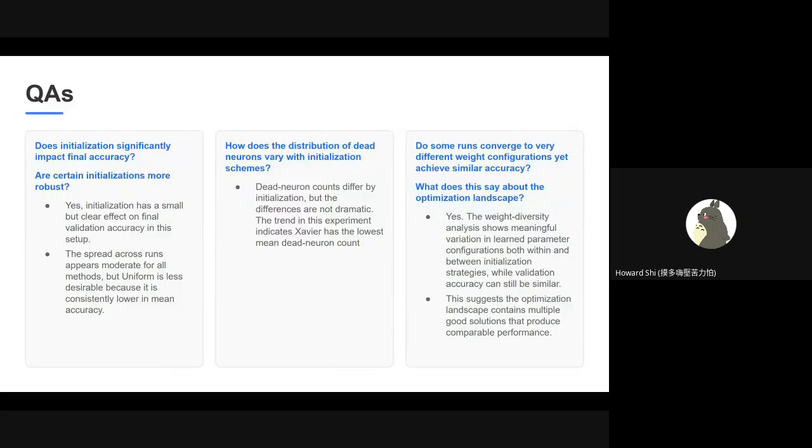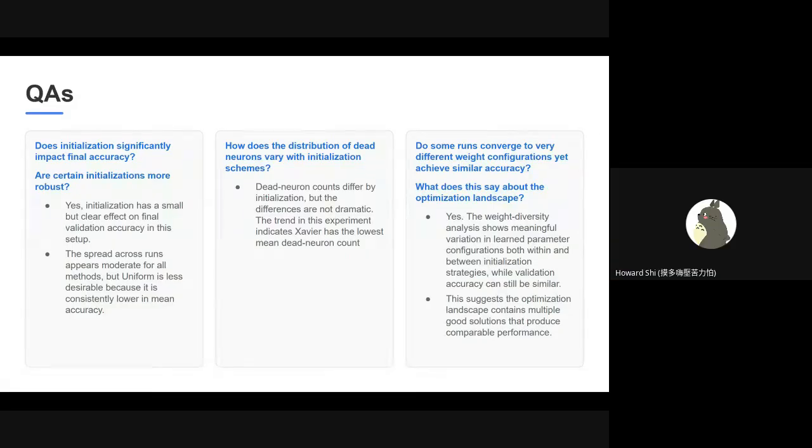And how does the distribution of dead neurons vary with the initialization schemes? Dead neuron counts differ by initialization, but the differences are not dramatic. The trend in this experiment indicates Xavier has the lowest mean dead neuron count, followed by uniform, then He. So initialization influences dead neuron distribution, but not in a way that perfectly matches accuracy.